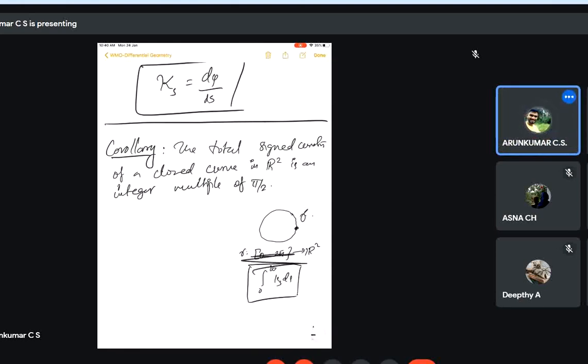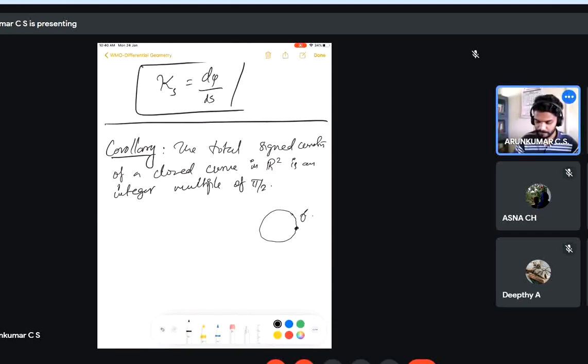Okay, so let us do this. So they're saying it is the integer multiple of pi by 2. So signed curvature of a plane curve. Okay, we are studying only about plane curves. Okay, so let us prove this.